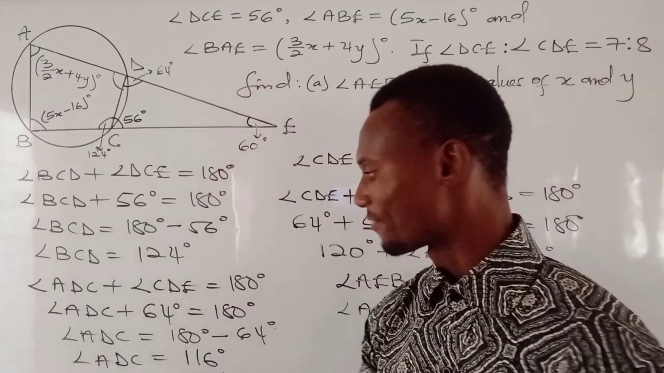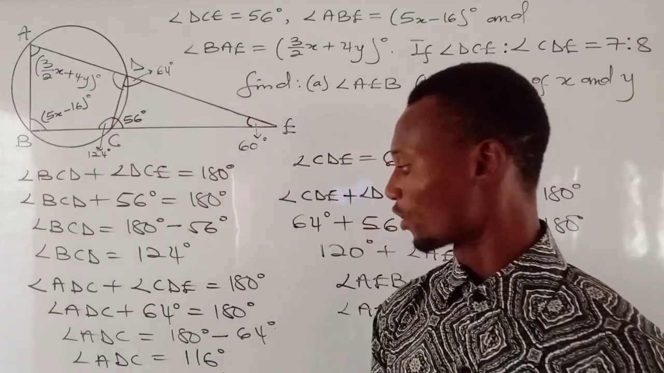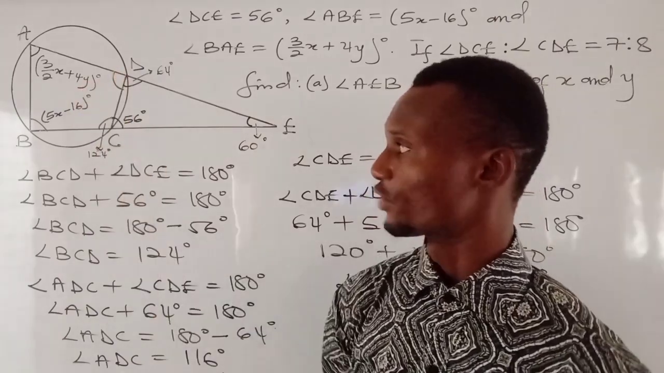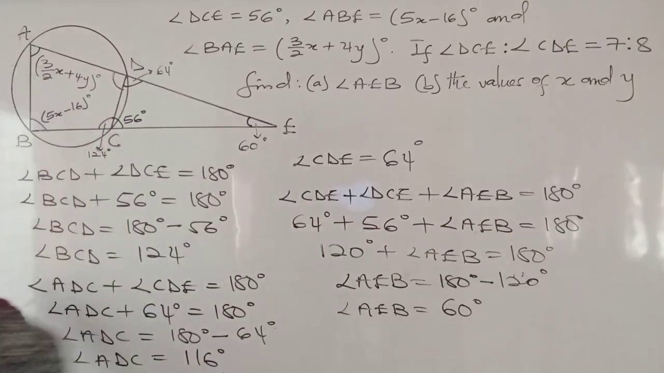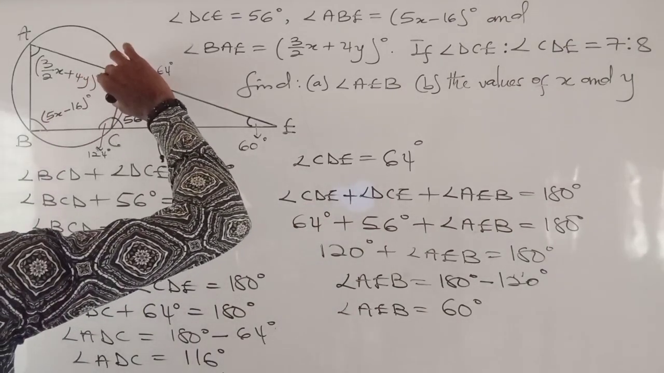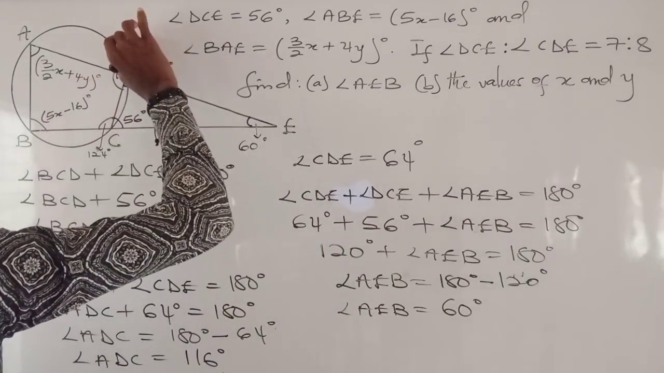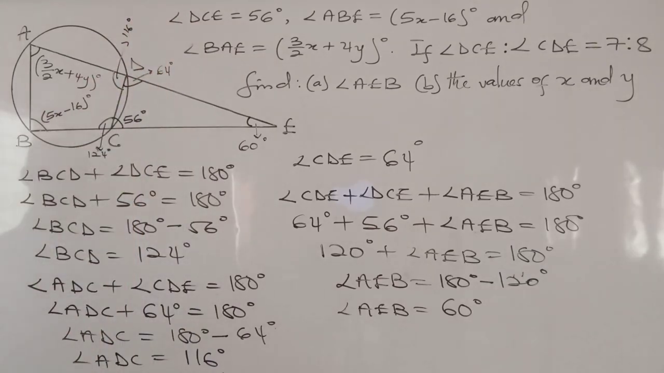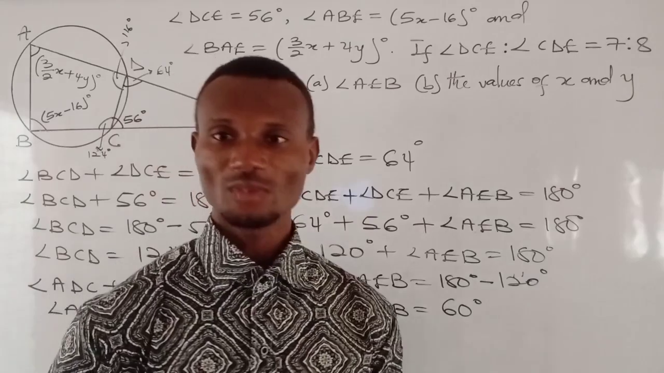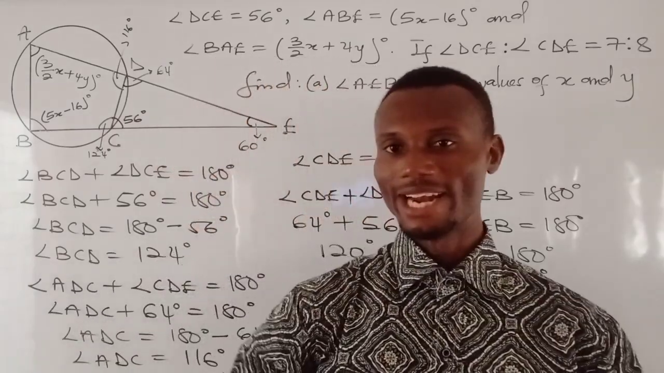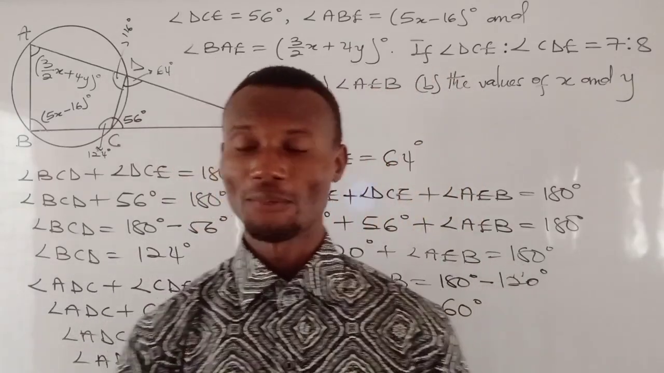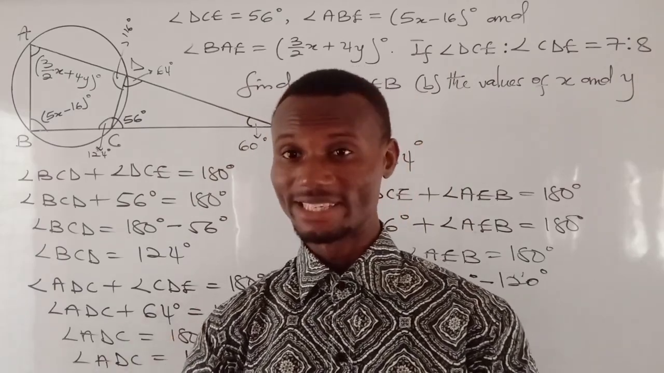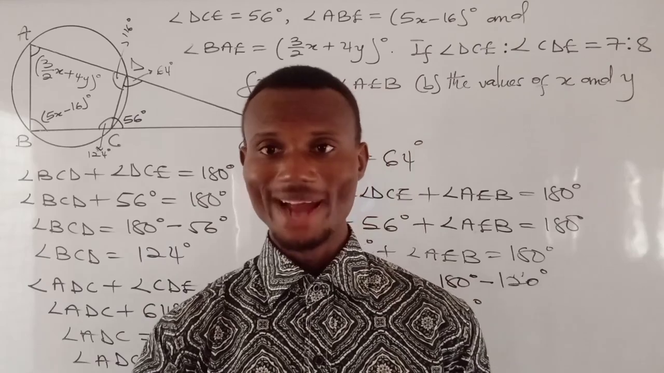So we have our angle ADC equals 116 degrees, which is this part. Let's label that part as well. So we have this part to be 116 degrees. I hope you understand up to this point. Now we can proceed and apply the property which governs a quadrilateral. It says that the sum of the opposite angles equals 180 degrees.